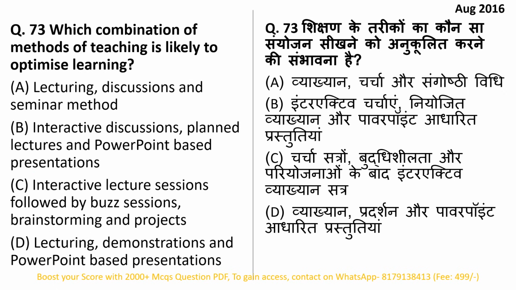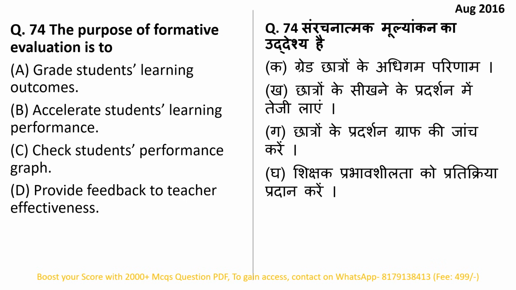Which combination of methods of teaching is likely to optimize learning? The right answer here is option C. Interactive lecture sessions followed by buzz sessions, brainstorming, and projects. Next, the purpose of formative evaluation is to grade students' learning outcomes, accelerate students' learning performance, check the students' performance graph, or provide feedback to teacher effectiveness. The right answer is option A. Accelerate students' learning performance. That is the purpose or use of formative evaluation.